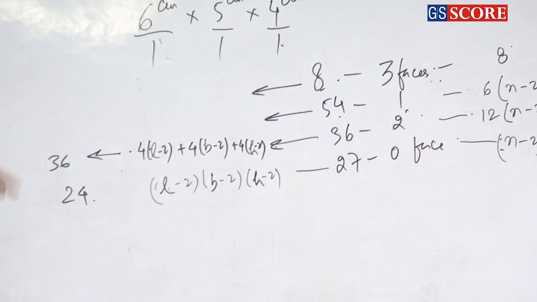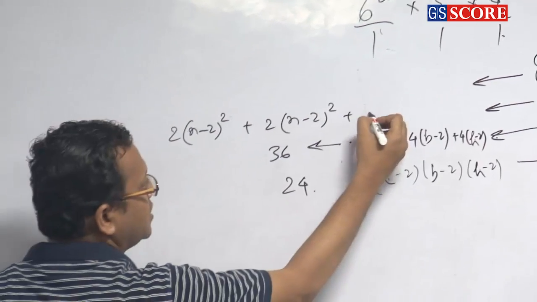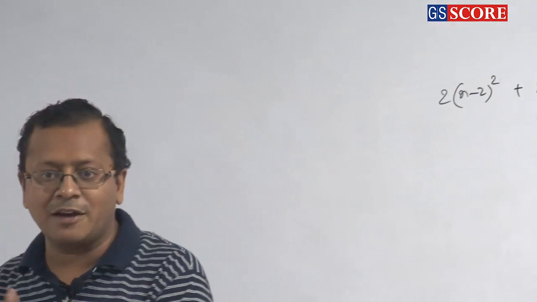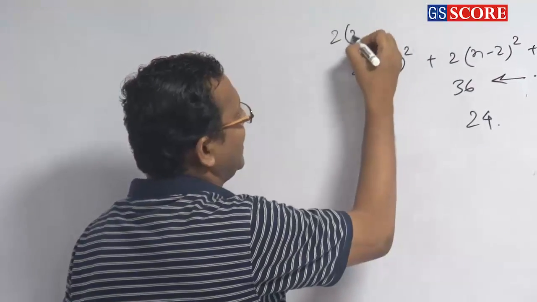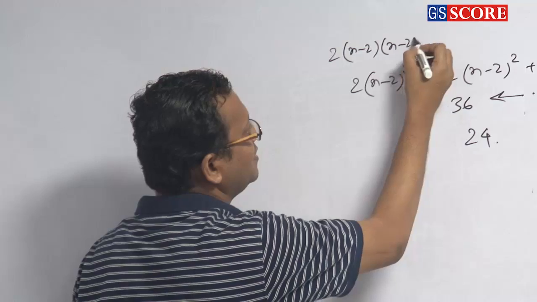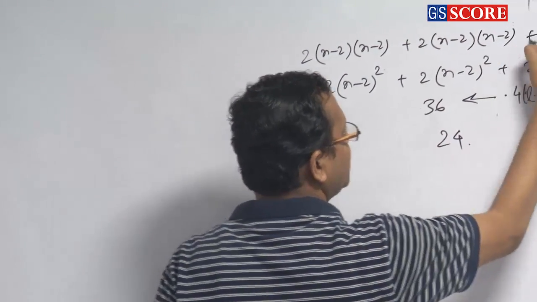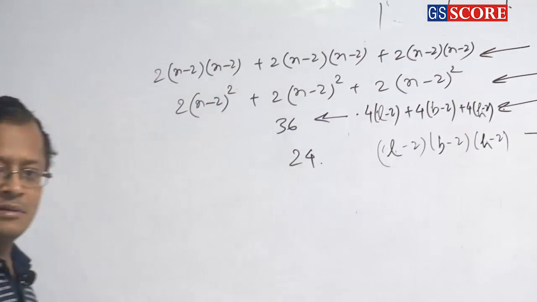Okay. Now, 54 or 6 into n minus 2 whole square. You write this, you multiply by 3 halves. It is 2 into n minus 2 whole square plus 2 into n minus 2 whole square plus 2 into n minus 2 whole square. Can we write this? If we multiply by 3 halves, isn't it? You further expand it: n minus 2 into n minus 2 plus 2 into n minus 2 into n minus 2 plus 2 into n minus 2 into n minus 2. Can we write like this? Yes or not?